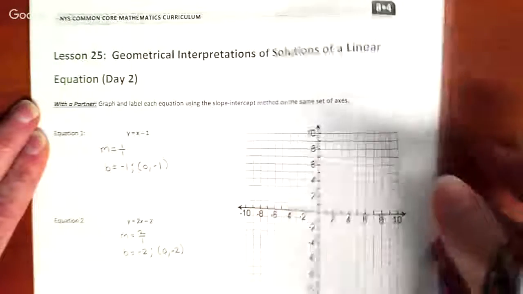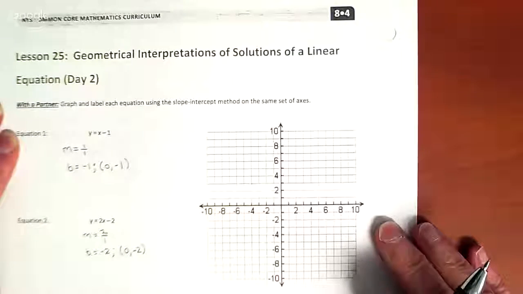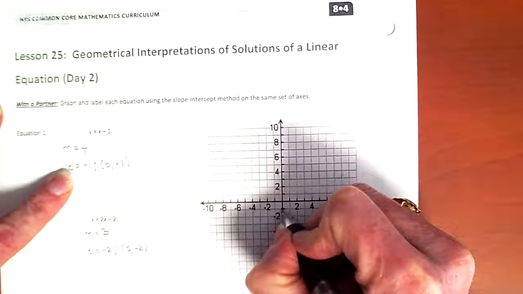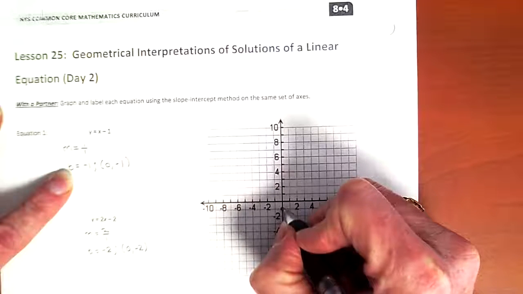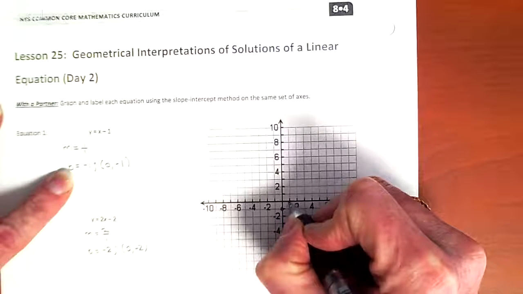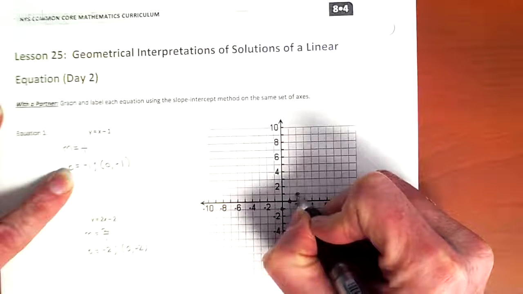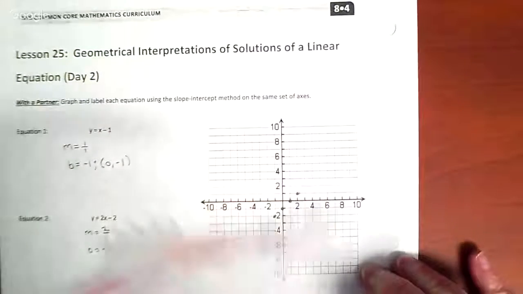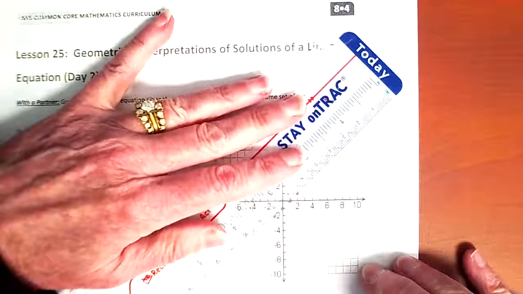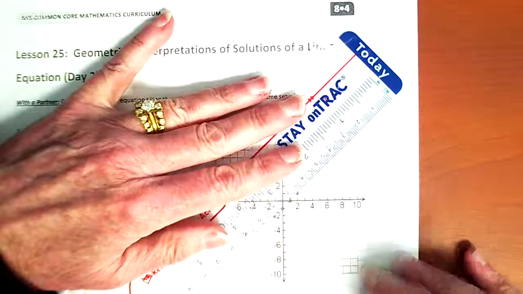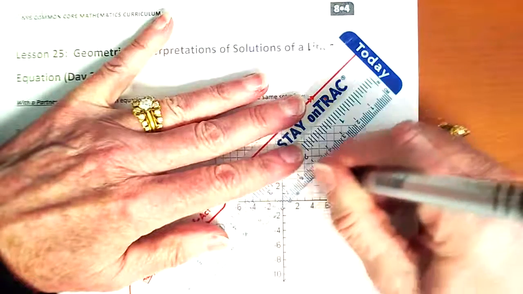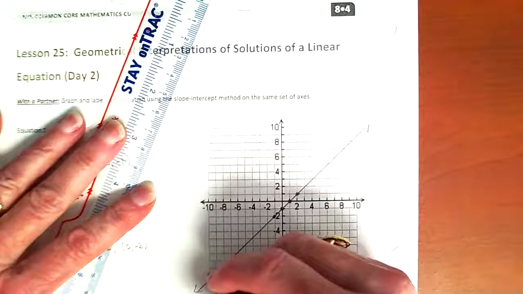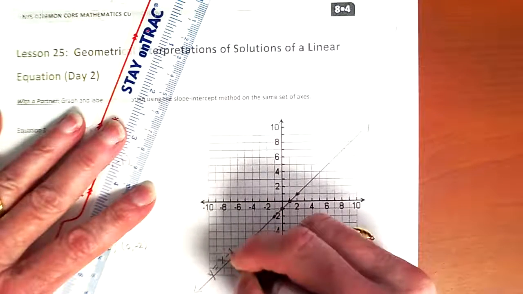So now we are going to graph these. We have 0 and negative 1 right here. And we have up 1 and over 1. I'm going to go down 1 and over 1 here so I can graph that. So I am going to draw my line. And again, remember to go through the entire graph there. Label your line. We have y equals x minus 1.